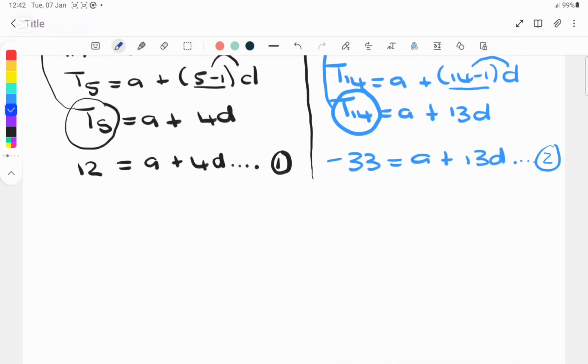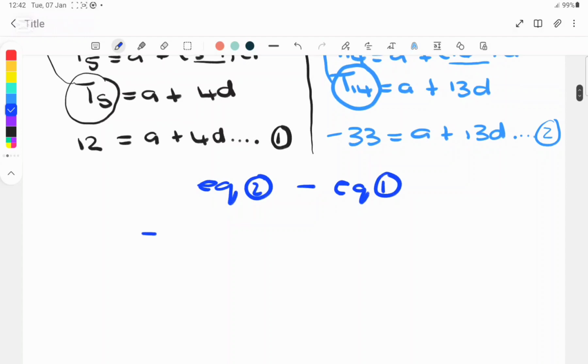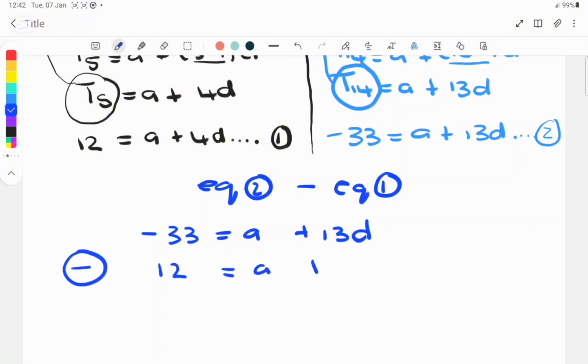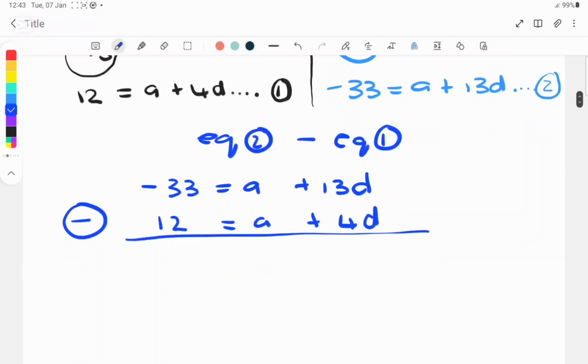With this simultaneous equation, I'm going to use the method of elimination. So I'm going to take equation 2 and minus equation 1. Let me write it down for you. So this is our equation 2. Then I'm going to minus equation 1, which is 12 equals A plus 4D. And I just subtract. So negative 33 minus 12 is negative 45.